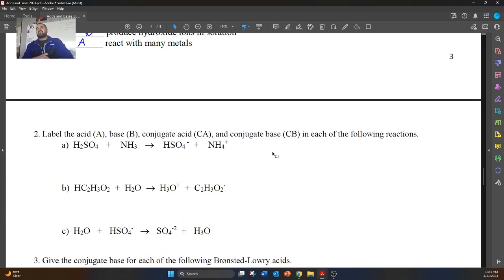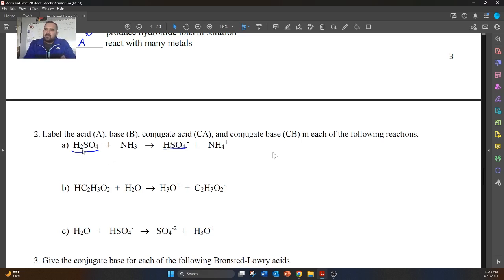All right, so for this next one, we just need to figure out if it's an acid, a base, conjugate acid, or conjugate base. I'm going to solve the first one with you, and then I'm going to ask you guys what you put in. The way I like to do these is we look at the thing as a product and see what it did. So H2SO4, what did it do? Did it give away a hydrogen, or did it pick one up?